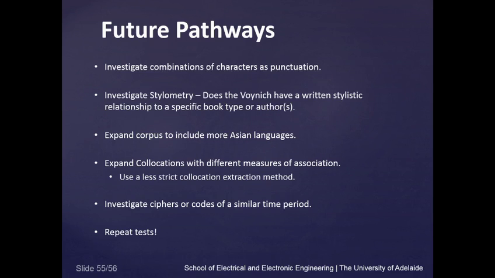You can investigate ciphers or codes of a similar time period. As we saw with the weak word association, it's possible that ciphers or codes may be represented here. And obviously repeating the tests. This is all empirical data, and for empirical data to be validated, it needs to be scrutinised by other peers.